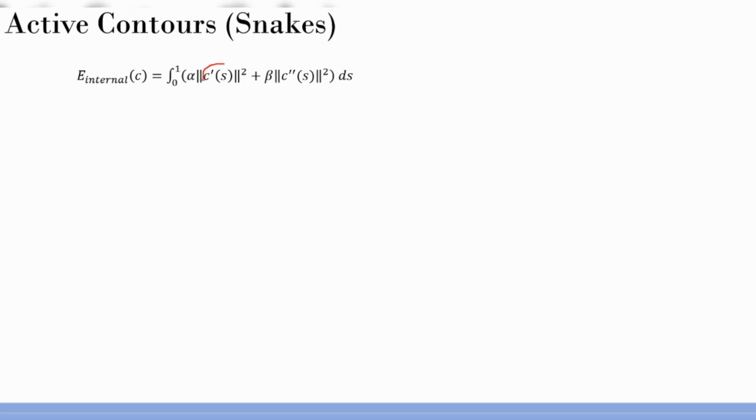So you have a first derivative of the curve and a second derivative of the curve, and you have two hyperparameters alpha and beta, which are the weights that you want to allocate to the first order and the second order derivatives of the curve. Okay, and what this actually means: the curve is divided into small segments, and 0 to 1 means you are covering the entire segment of the curve. So let me explain that using an example.